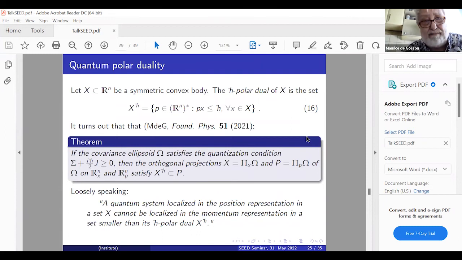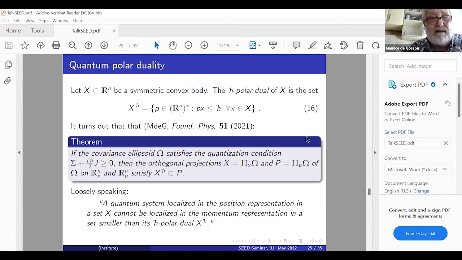Then quantum polar duality, this is a very new thing I'm doing right now. I'm using the notion of polarity, which is defined by formula 16 there. You take a subset of R^n and define its polar dual like this.